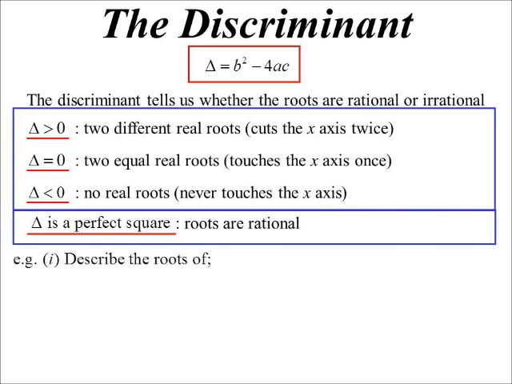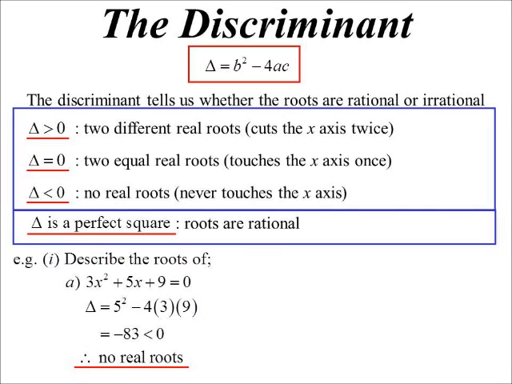So let's describe the roots of this particular quadratic, 3x squared plus 5x plus 9. Let's find the discriminant. It turns out to be negative 83. So for now, until we start talking about imaginary numbers, the best we can say here is that it has no real roots. And that's all we can really say about it.